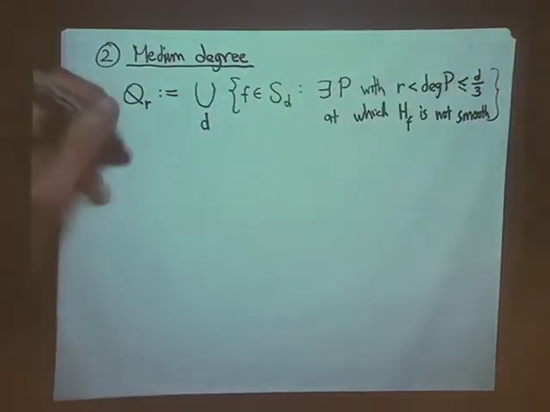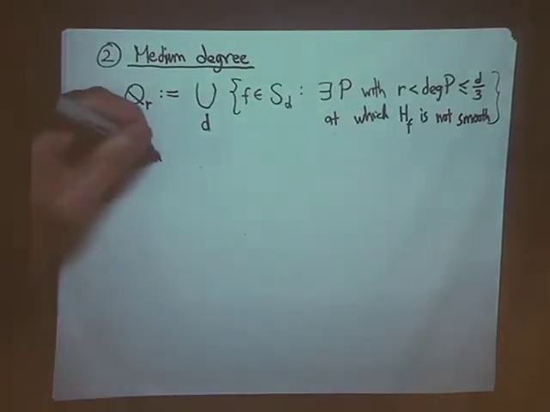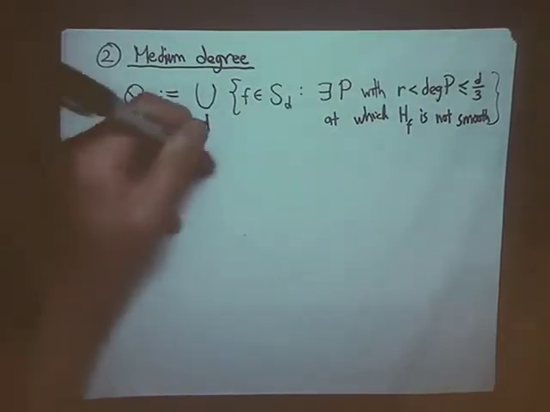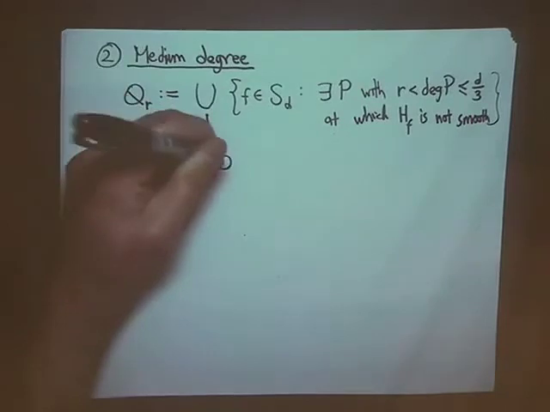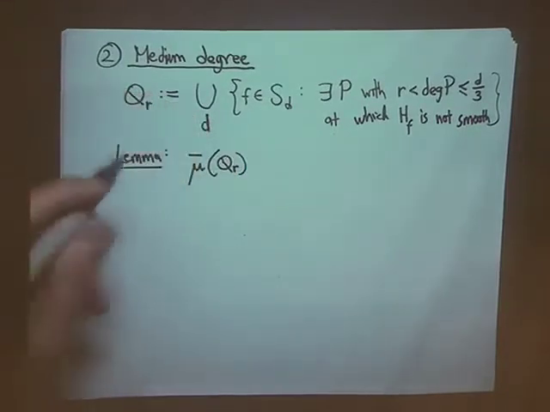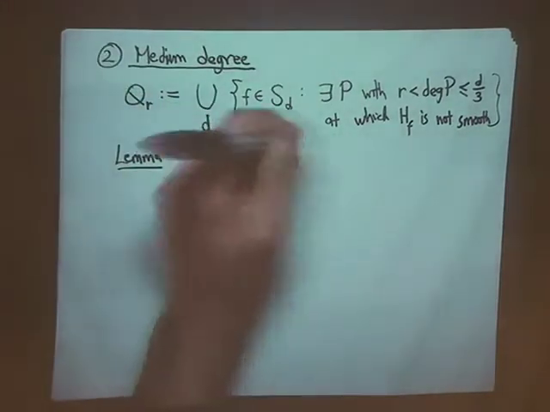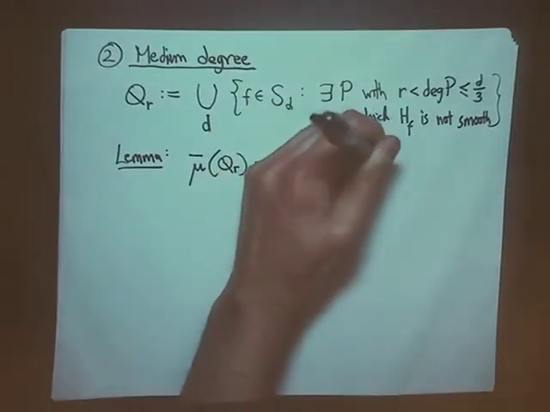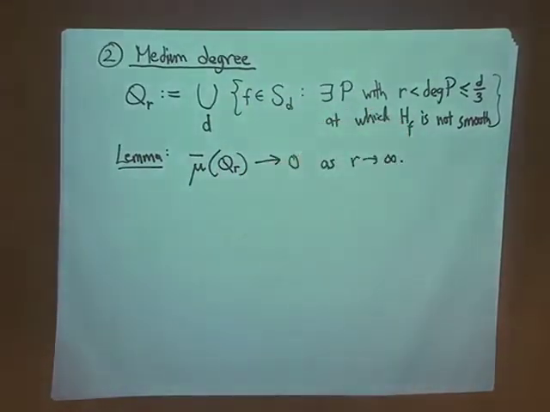And so the question is, what's the density of this set? I'm hoping the density will be small, and more precisely, I'm hoping that the upper density of this set will go to zero as r goes to infinity. Because at the very end, r is going to be growing slowly.